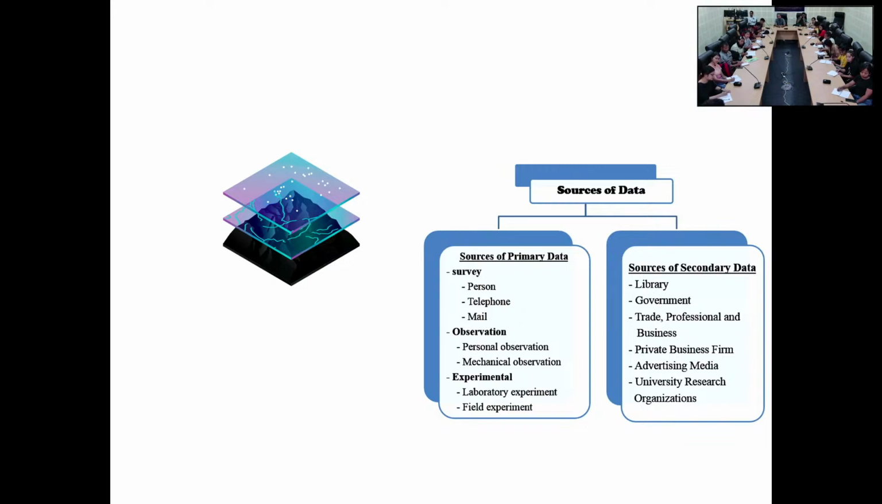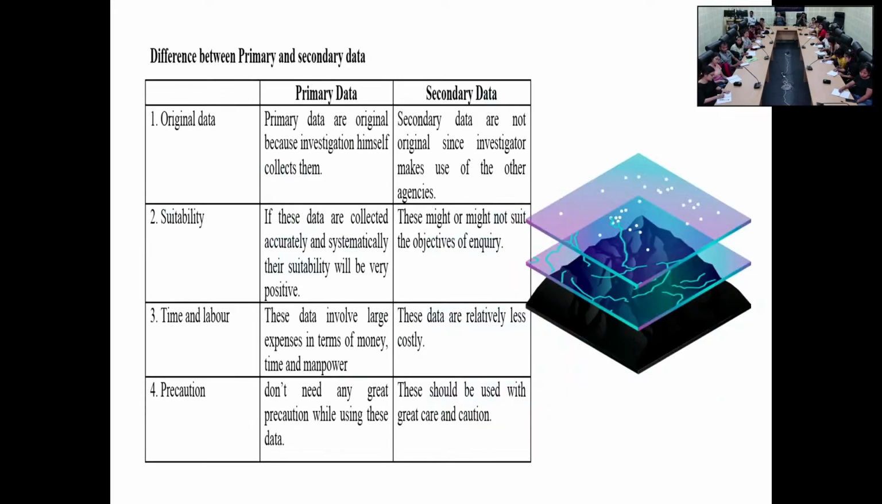And secondary data, we all know: library, government magazines, and government gazettes, then trade, professional, advertising, media, university, research organizations, etc., come under sources of secondary data. Can anyone read this difference between primary and secondary data? Don't worry, don't take the photo. I'll give you this slide. Someone just read it.